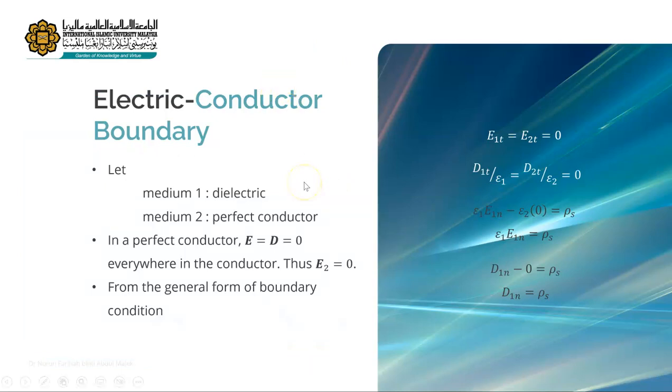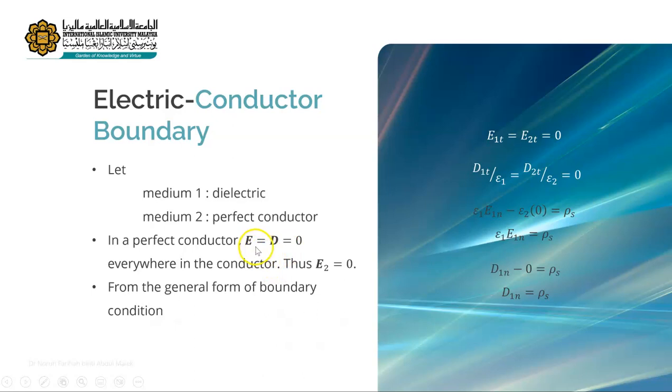Now, if you consider the first case, medium 1 is a dielectric and medium 2 is a perfect conductor, which is usually the general case in most cases. We would consider different mediums here. So you have medium 1 dielectric, and of course medium 2 would be the conductor. So this is an ideal case because you have a perfect conductor. When you have a perfect conductor, meaning that your conductivity is equal to infinity, your E would be equal to 0 as well as your D everywhere in the conductor.